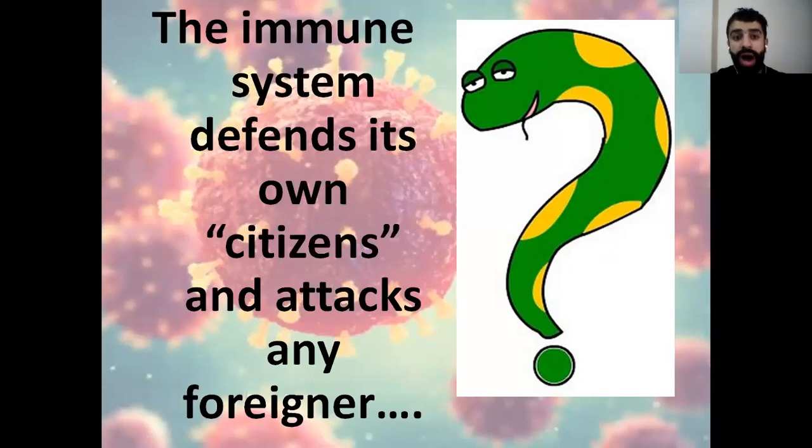Foreign to my body. While the immune system will defend its own citizens, will protect my organs, my lung, my kidney, my pancreas, my liver, my stomach, all of them, my immune system will defend it.